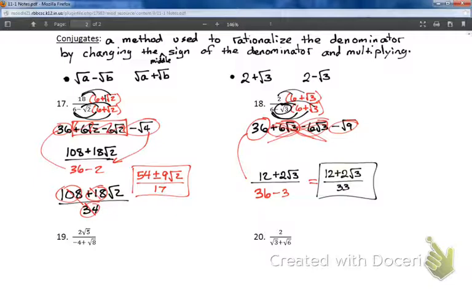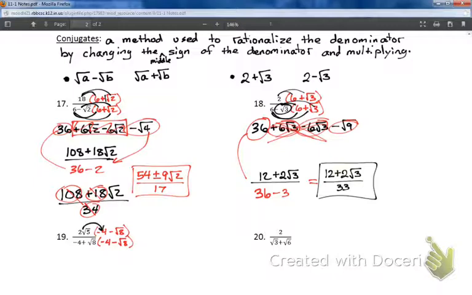So, here I'm going to go ahead and do 19. If you want to do it on your own, pause. I'm going to multiply top and bottom by negative 4 minus the square root of 8. Again, I'm just changing the middle sign, not both signs. Negative 4 stays a negative 4. It's the minus square root of 8 that changes. So you went from negative 4 plus square root of 8 to negative 4 minus the square root of 8. That is the conjugate.